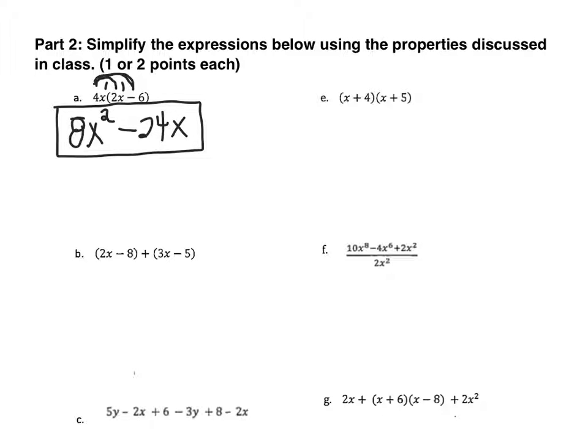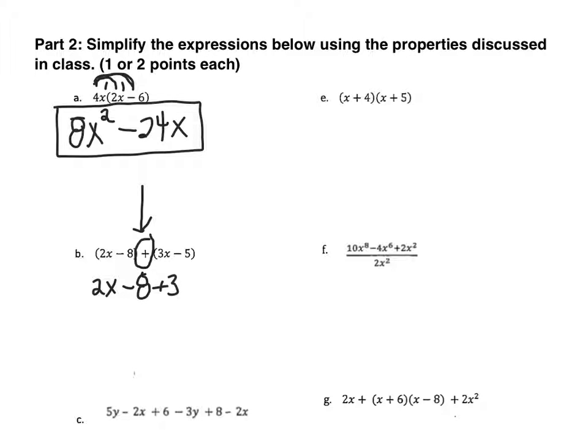Letter B, many kids double distributed here. You have to be careful when you have polynomials in parentheses. You must look in between them. In between them tells you what operation you should be using. Here we are adding. And when we learned about adding polynomials, we learned that if there's parentheses, we are welcome to just drop those parentheses, giving us 2x minus 8.